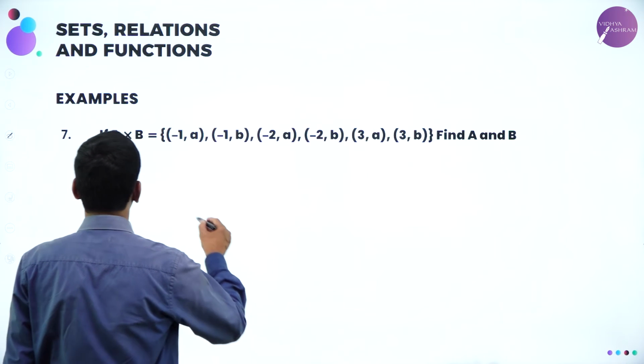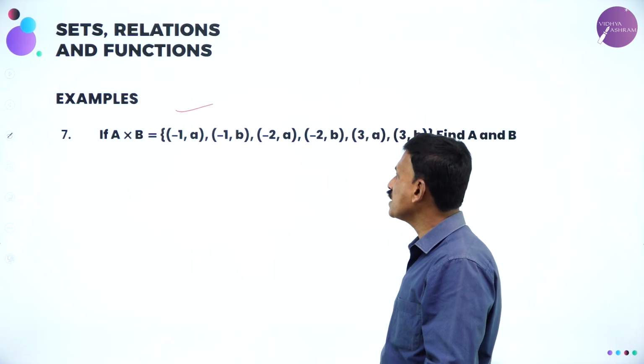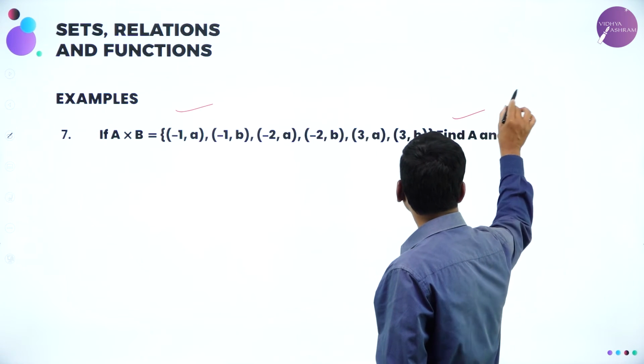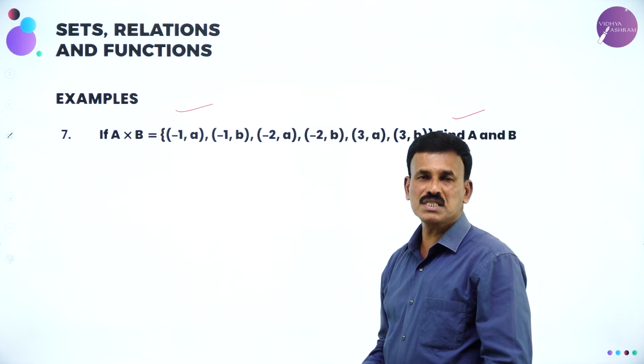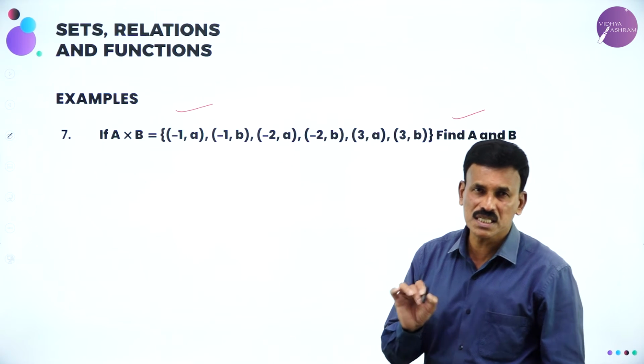What is the problem given? Here a Cartesian product is given. If A cross B is equal to {(-1, a), (-1, b), (-2, a), (-2, b), (3, a), (3, b)}, find the elements of the sets A and B. So the Cartesian product is already given. We just have to find the elements of set A and set B.